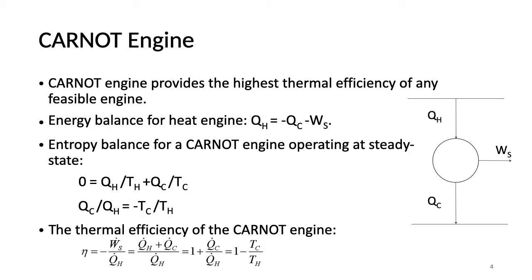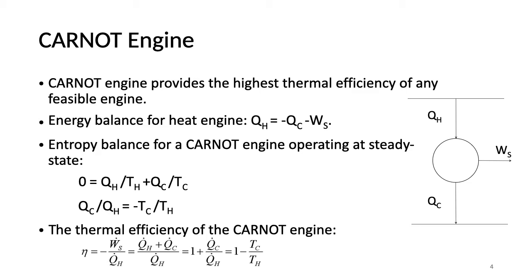Carnot engine. The Carnot engine provides the highest thermal efficiency of any feasible engine. The energy balance for the heat engine is 0 equals QH plus QC plus WS. The heat is transferred from the hot reservoir to the heat engine, which is QH, and it is greater than 0. The engine extracts some work, which is WS, and rejects the rest to a cold reservoir, which is QC.